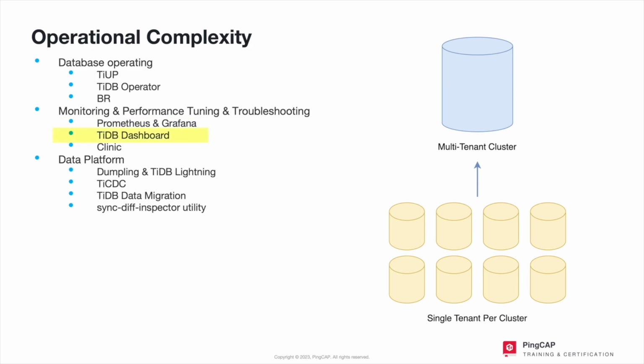TiDB Dashboard is a web-based user interface for managing and monitoring TiDB clusters. Although similar to Prometheus and Grafana, TiDB Dashboard is a centralized management and monitoring tool for TiDB clusters, while Prometheus and Grafana are monitoring and visualization tools more focused on collecting, storing, and visualizing metrics data. Although there's some overlap in their functionality, they serve different purposes in the TiDB ecosystem.